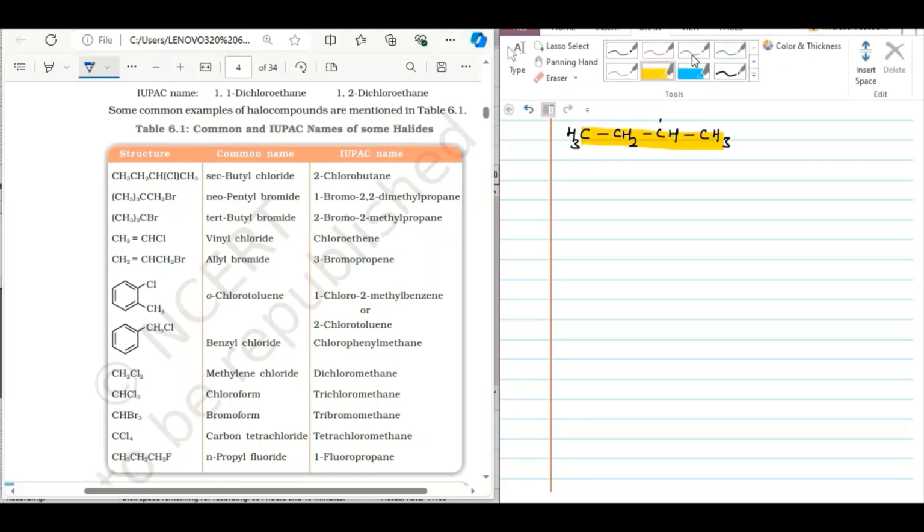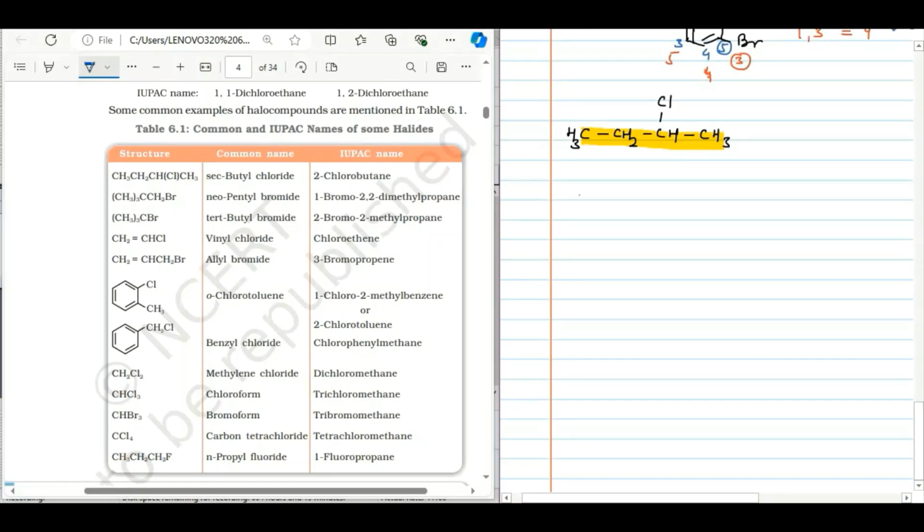Now number the chain so that functional group gets the lowest possible number. So here you have to number this chain from the right direction, 1, 2, 3 and 4. Chlorine gets the second number and the parent is butane. So the name will be 2-chlorobutane.